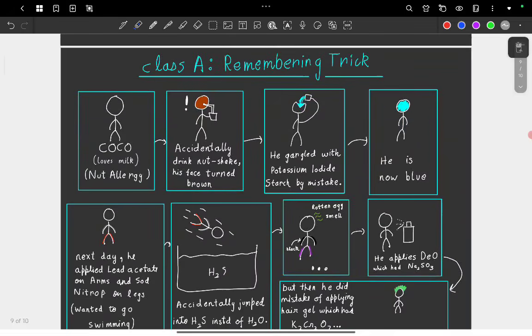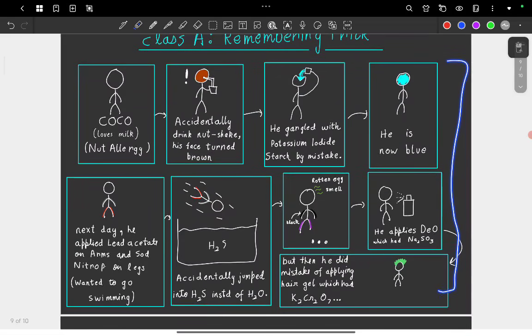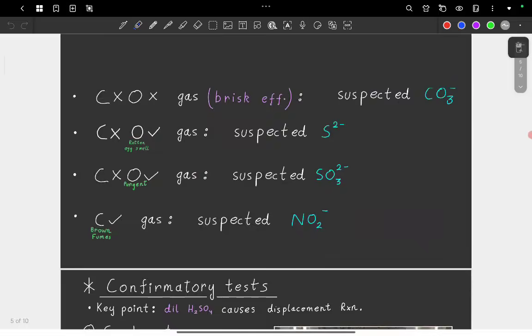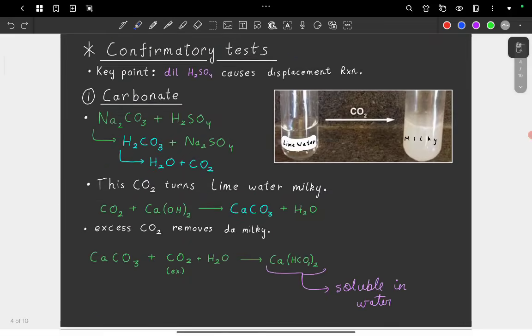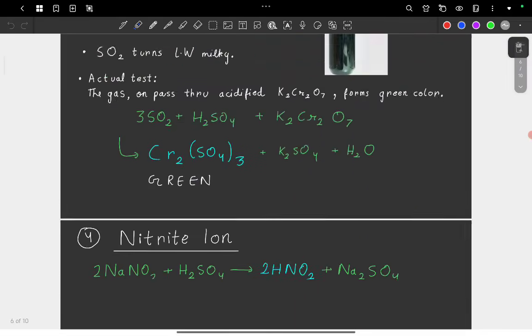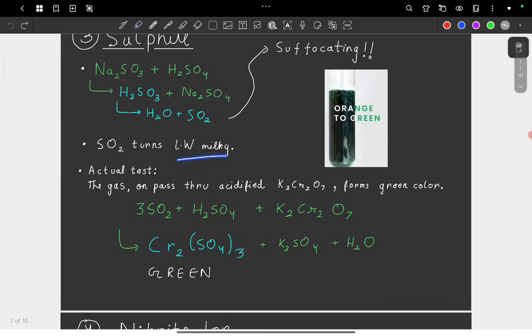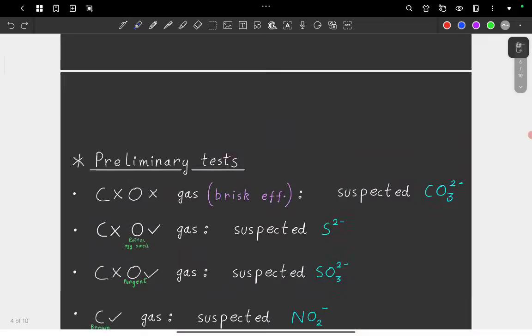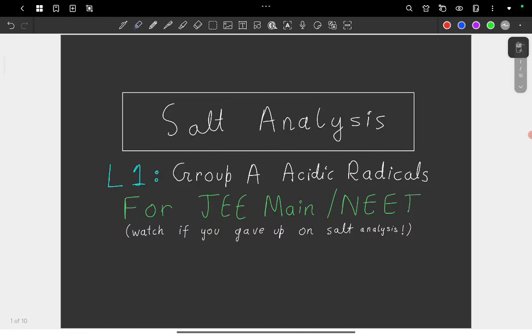And once you are well versed with this story, you can also create your own story and share it in the comments. Once you are well versed with these stories, these reactions will become no joke for you. I mean, they will become a joke for you because you will be able to easily relate these reactions with the story and you will be able to remember. Keep in mind that this video is only a subtle attempt to help you salvage your marks in practical chemistry, a topic which you almost gave up on.